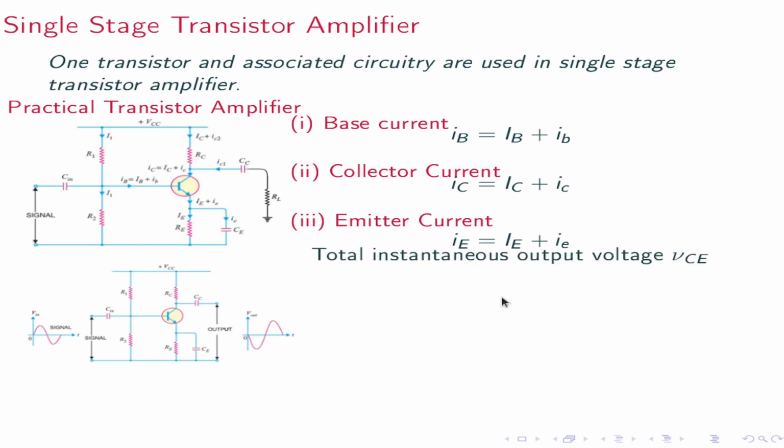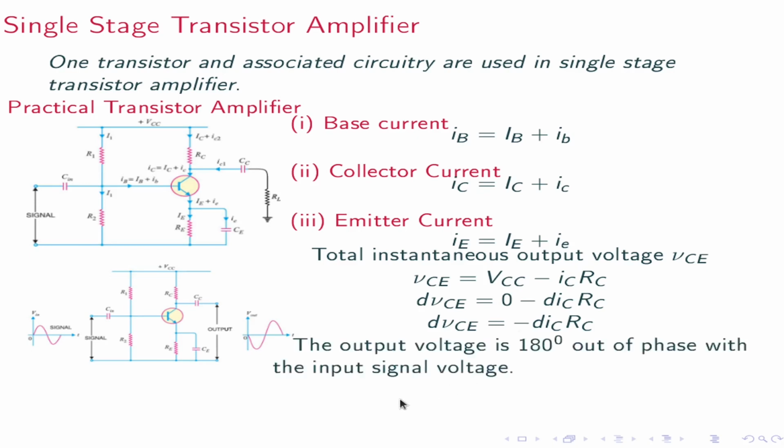So the total instantaneous output voltage VC is VCC minus ICRC. If you differentiate, dVC is equal to, VCC being a constant, 0 minus dIC RC. Change in VC is equal to change in IC into RC with a minus.